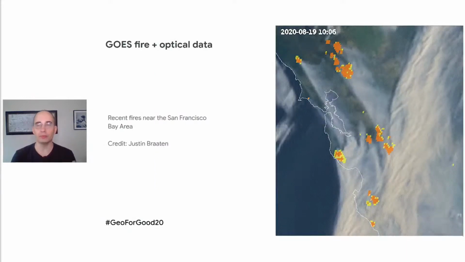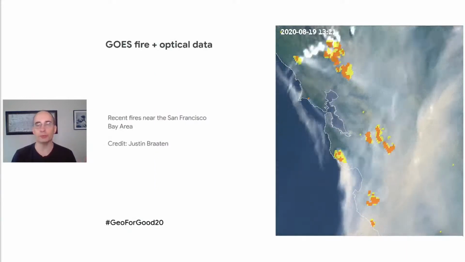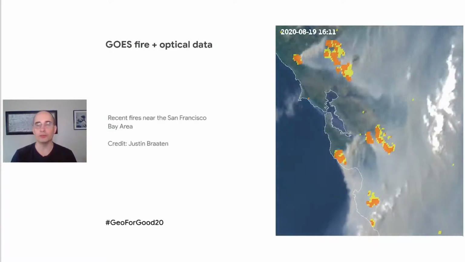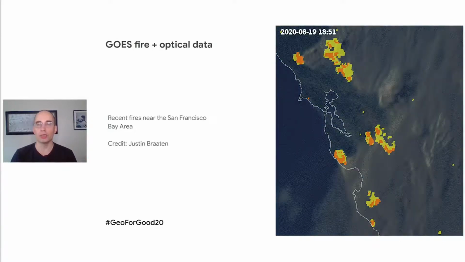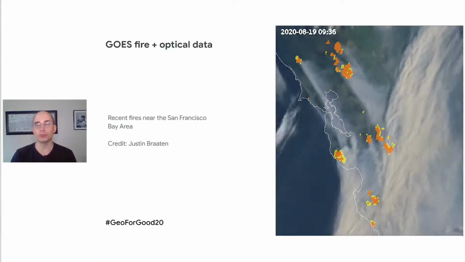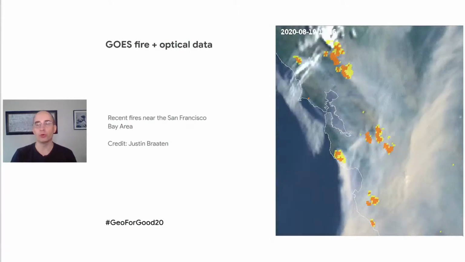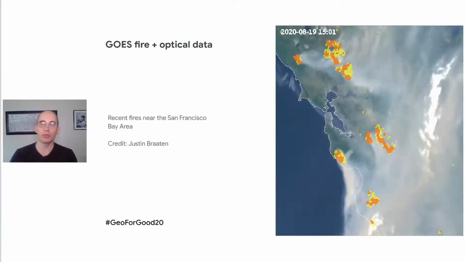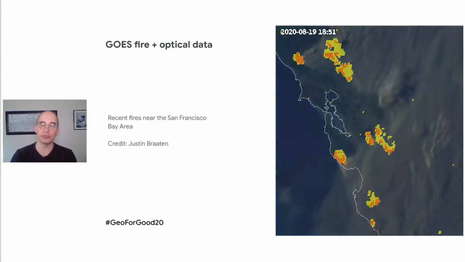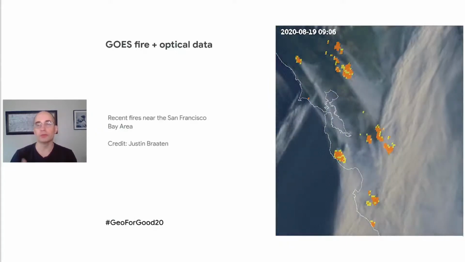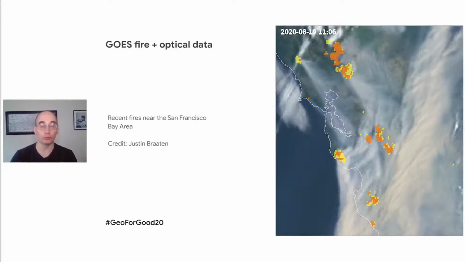Finally, since we have both GOES fire and optical data, we can combine them in animations like this, produced by Justin Broughton. In August 2020, when we unfortunately had fires going all around the Bay Area, we created this image to show how the fires produce smoke plumes.